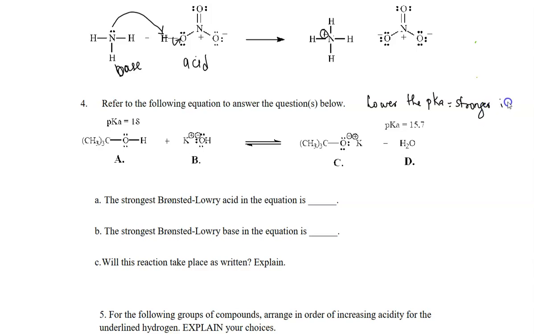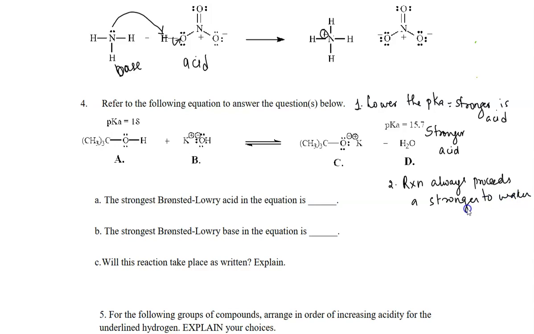So if pKa values are given, then you can easily identify which one is a strong acid and which one is a weak acid. Here, the pKa is 15.7 and the pKa is 18, so this one would be my stronger acid. So water is my stronger acid. That's one fact. The second fact is that the reaction always proceeds from a stronger to a weaker acid. That is the fact.